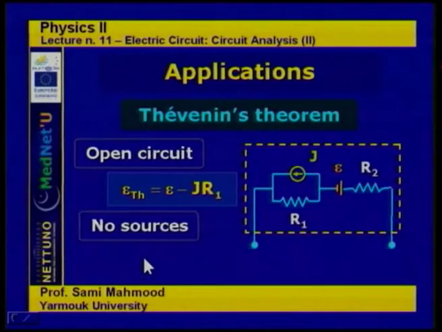And now, in order to calculate the Thevenin's resistance, we assume that we have no sources. That means epsilon is 0.